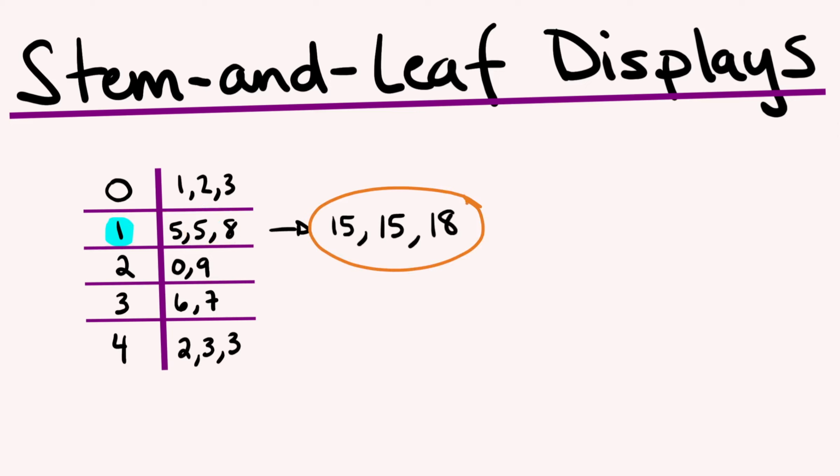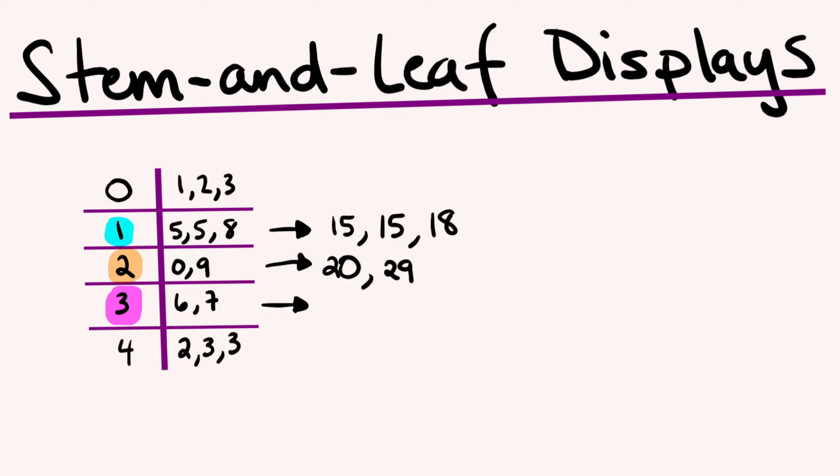So this is the information that's encoded in our second row of the stem and leaf display, that our data have the values 15, 15, and 18. We can continue this with the rest of the values. So let's now look at the row starting with 2. In the row that starts with 2, this tells me that I have a 2 followed by a 0. That's representing the number 20. Next, we see we have a 2 followed by a 9. That's 29.